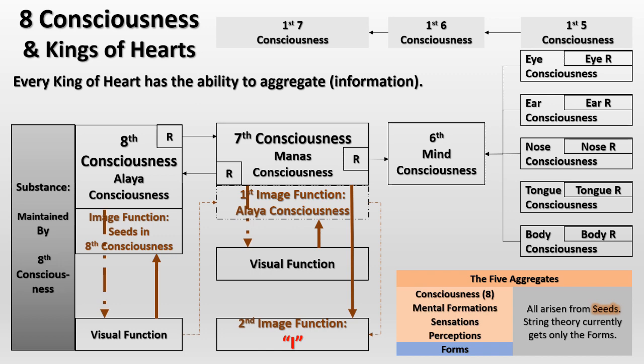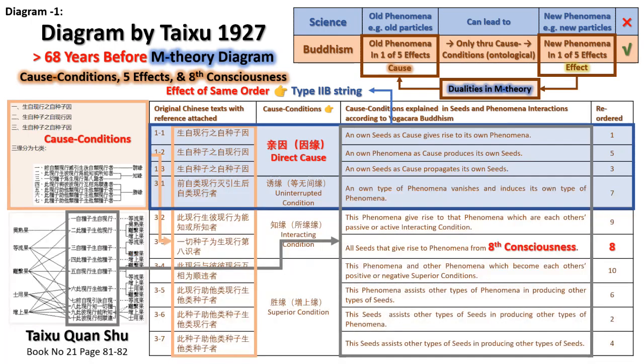The next to get triggered are the first 6 consciousnesses. To cut it short, the 6th consciousness has its root in the 7th consciousness. Note that all functions of the 5 aggregates arise from seeds. The first 4 are mental factors, with the last one physical. As we shall see shortly, strings in string theory are seeds. What string theorists have gotten so far is just the last one, which is the form aggregate. Let us dig further in.